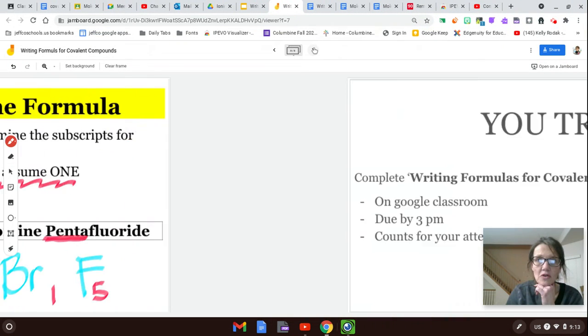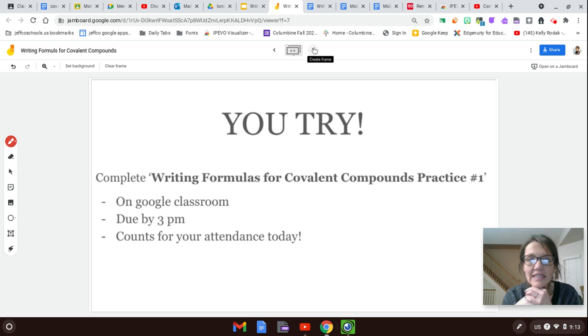So now it's your turn. You're going to go to your assignment, which is writing formulas for covalent compounds, and you are going to do the molecules or the compounds listed. It's on Google Classroom. You get to type directly into the Word document. Please have it done by 3 p.m. today, and that's what I'm going to use to count for your attendance. And then we will review how to do it next week when I see you guys again.